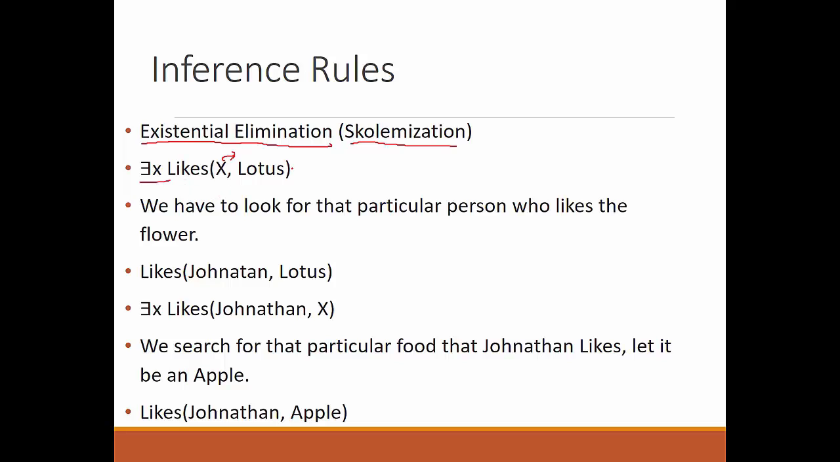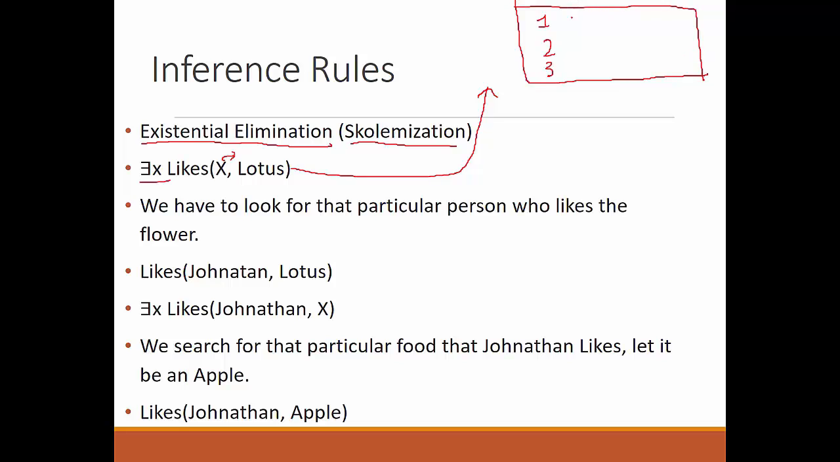But here, you will not find that kind of similarity, because there has to be a particular x that fulfills this condition. There could be one person that likes lotus, or two people, or three people. Let's say in our knowledge base we know that John is a person who likes lotus, but there is also Mark who likes lotus, and Steve who likes lotus.